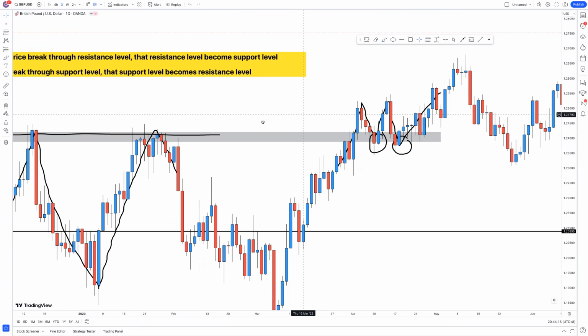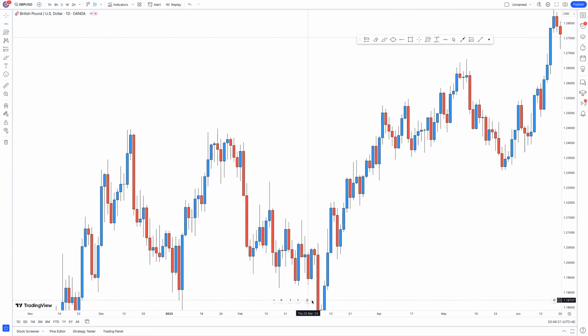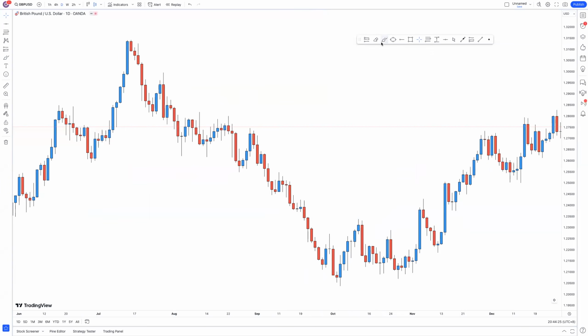So that is support and resistance. Basically, it's very, very simple. You just need to find an area where price has failed to break past multiple times.